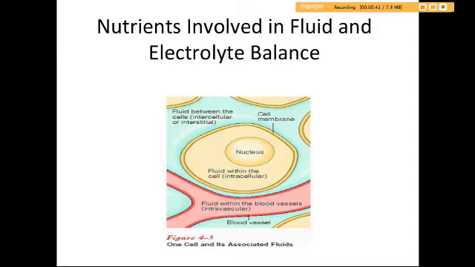The remaining body fluid is referred to as extracellular fluid because it flows outside of the cell, and that can be separated into two different types. You can have interstitial fluid, which is the fluid that flows in between the cells, and intravascular fluid, which is the fluid that flows within the bloodstream.